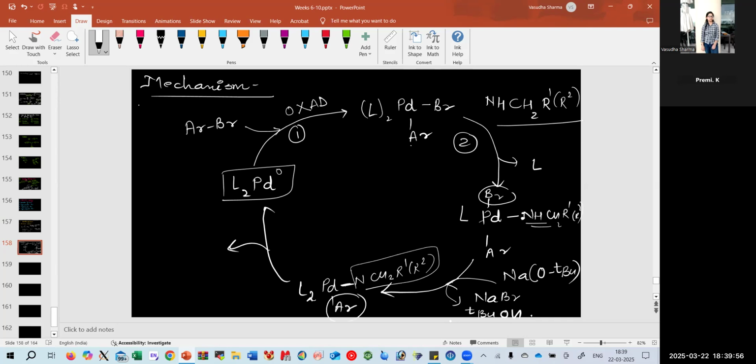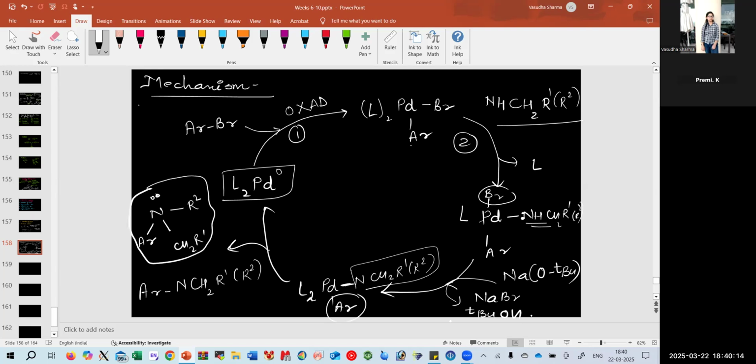final product. NCH2R1 and R. This is basically N coordinated with Ar, coordinated with CH2R1, and coordinated with R. This is your product which we wanted to have, and this is basically your C-N coupling. We started with Ar-Br, now we end up having an Ar-N. So this is your C-N coupling, which is your amination of arenes.